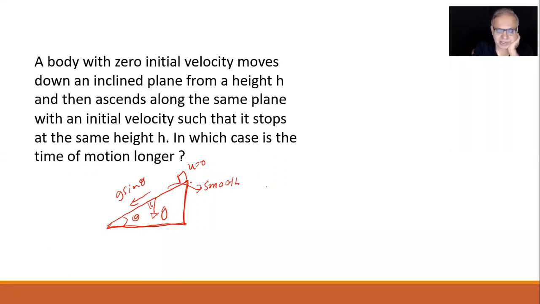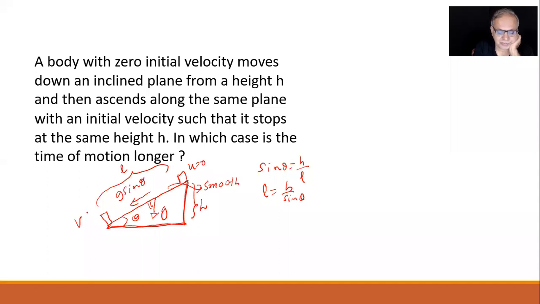So this height is h. So this distance will be what, children? If I call it L, sine theta is h by L, isn't it so? So L is h by sine theta. That distance h by sine theta will be covered with an acceleration g sine theta. So the body, as it comes down, will get a velocity v. Some v it gets, right?